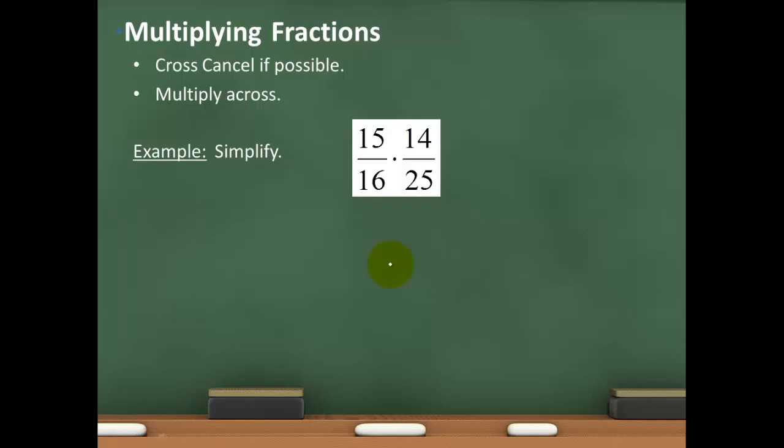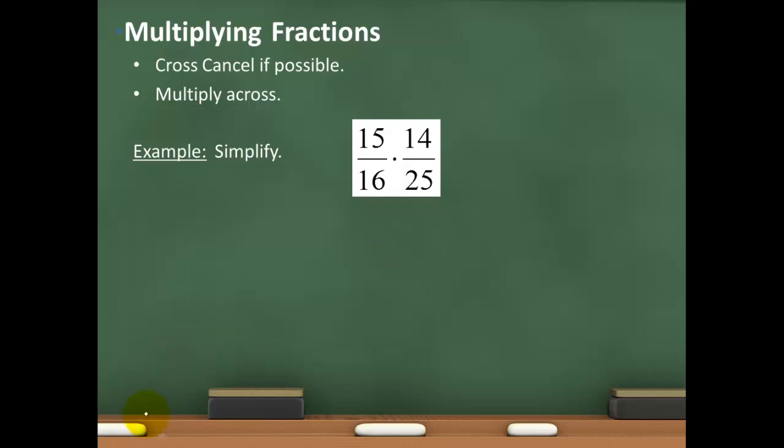And so we'll go over a technique or a procedure that we will be able to use in order to multiply fractions. What I do is I cross cancel if possible, and then I multiply across. No matter what numbers we have, this is the process that I'm going to follow. I'm going to look at this example. I have 15 over 16 times 14 over 25.